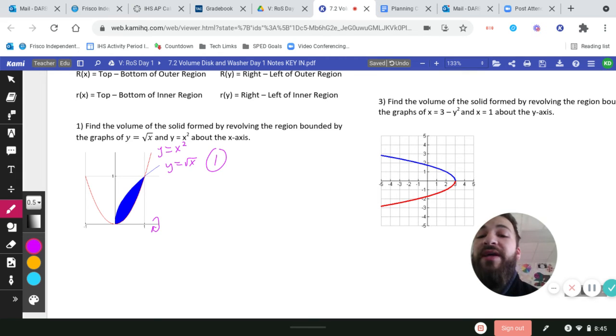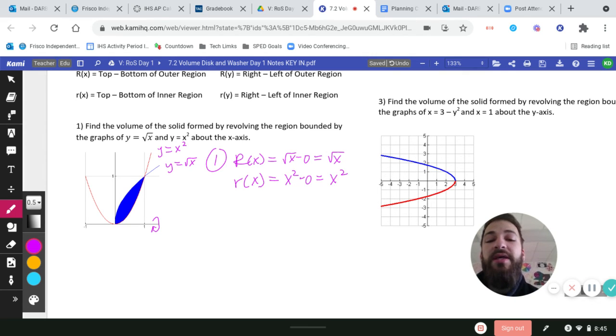Okay, so big R of x is equal to still top minus bottom. The bottom is just our axis. So square root of x minus 0, so just square root of x. Little r of x, it's that inside function. So x squared minus the axis still, so minus 0. So then just x squared.